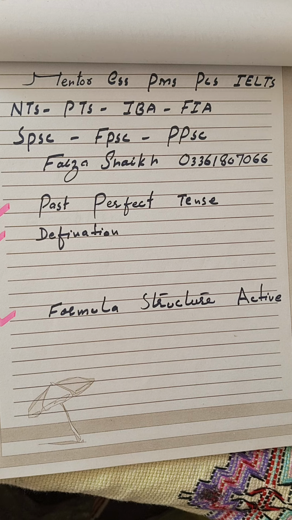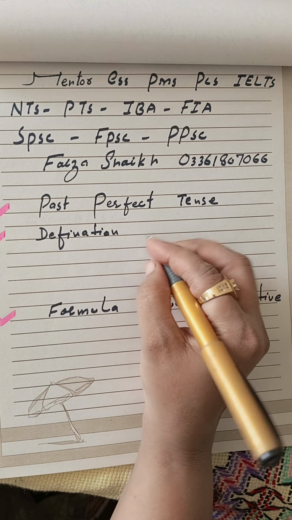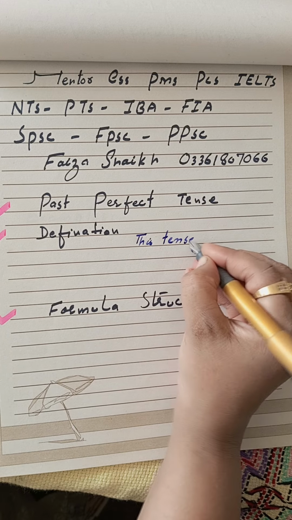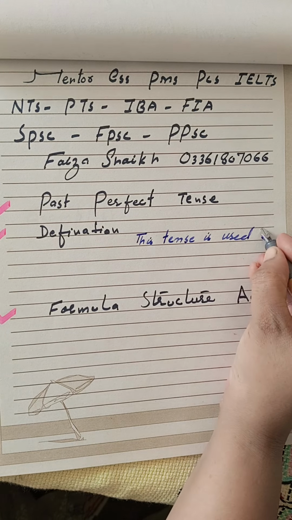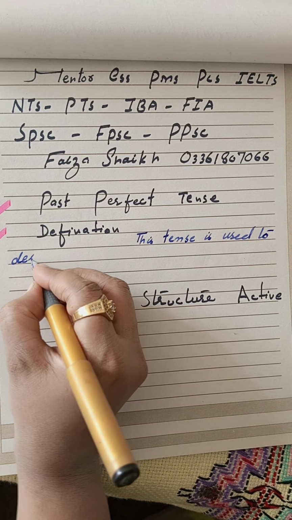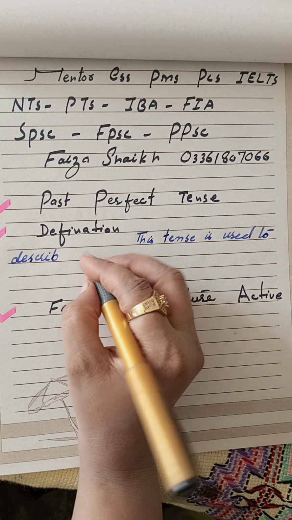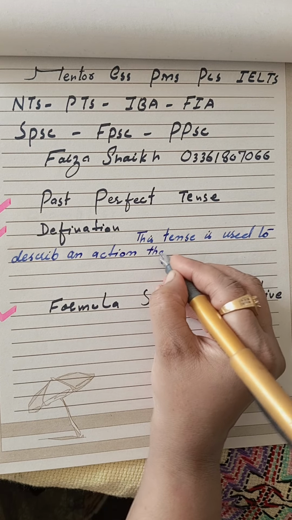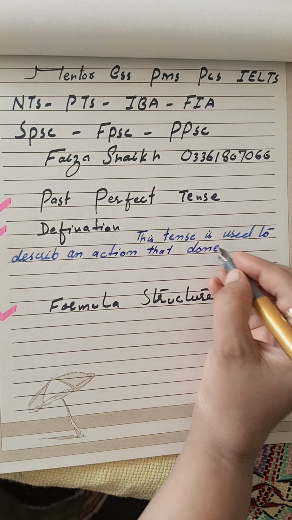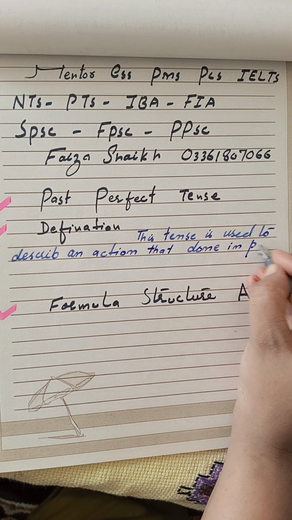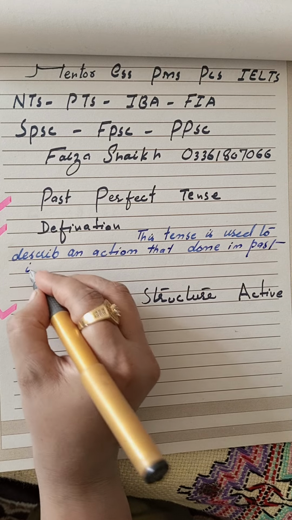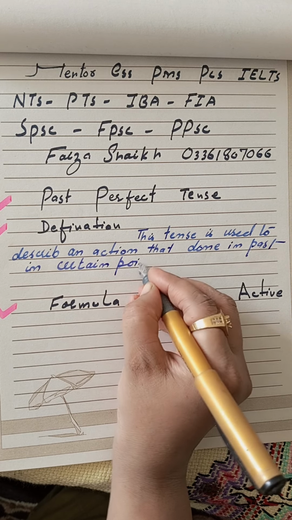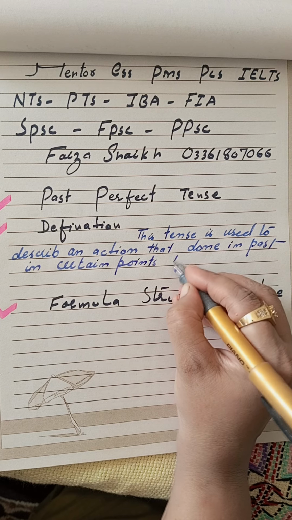Past perfect tense. This tense is used to describe an action that was done in the past, at a certain point, certain time, before starting another action.